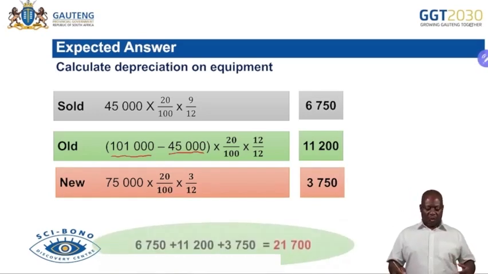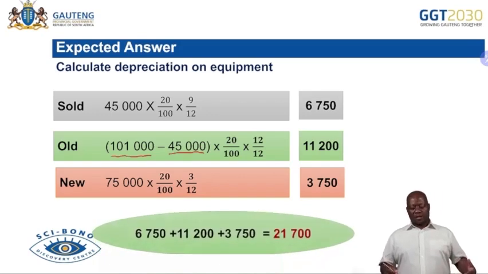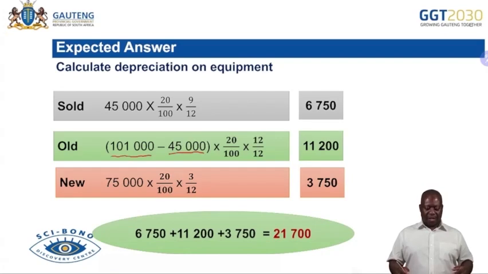So we have managed to do it, but remember we wanted the total. So what do we do now? We just add 6,750 plus 11,200 plus 3,750. And then we now have the total amount of depreciation for our asset for the total period. Hope we are still together here.